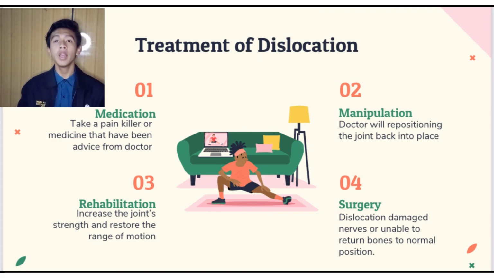The fourth one is rehabilitation. Physical therapy exercises strengthen the muscles and ligaments around the joint to help support it. Okay, the fifth one is surgery. Your doctor may recommend surgery if the manipulation does not work to put the bones back in place, or the dislocation damages blood vessels and nerves, muscles and ligaments that need repair.